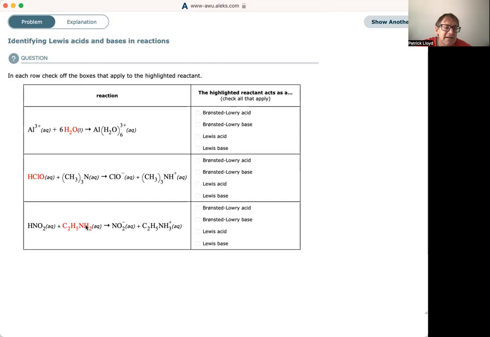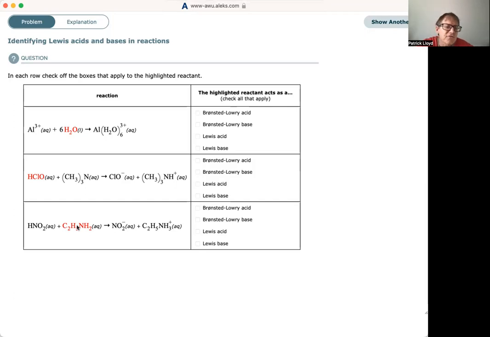So again, this one had 2 hydrogens. Now it's got 3, plus a plus. That means it gained an H+, accepted an H+. That makes it a Bronsted-Lowry base. So that's true. But what I said earlier, let me put it this way: it can't be a Bronsted-Lowry acid without being a Lewis acid.